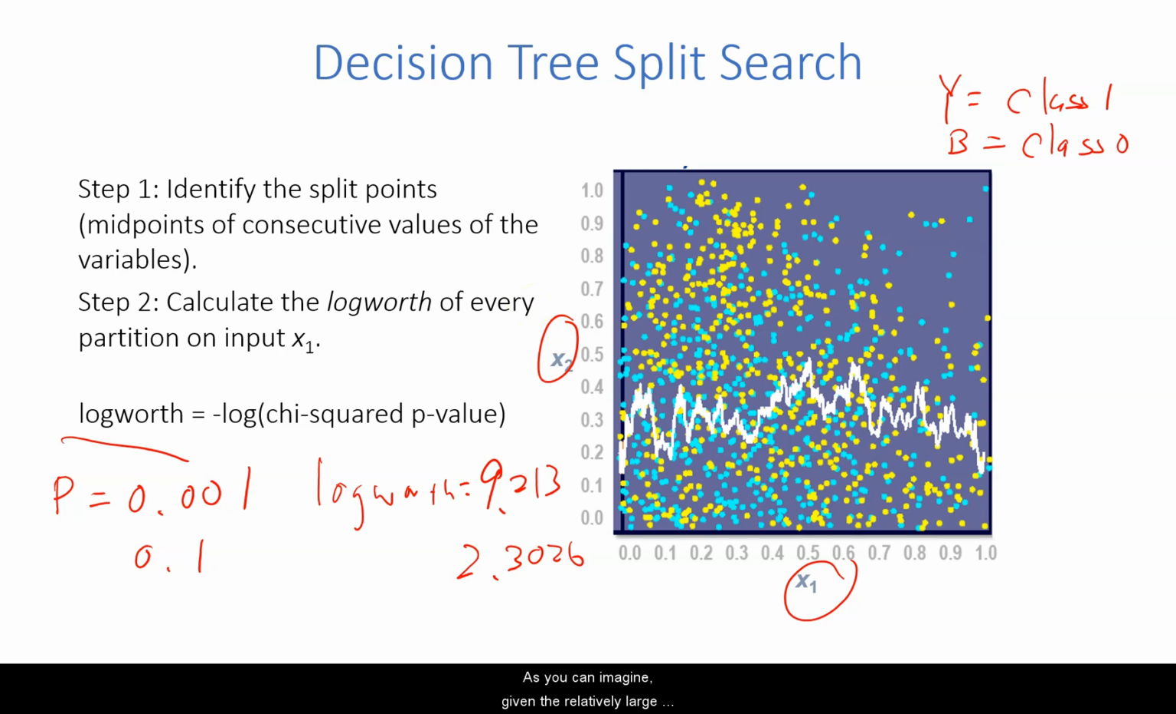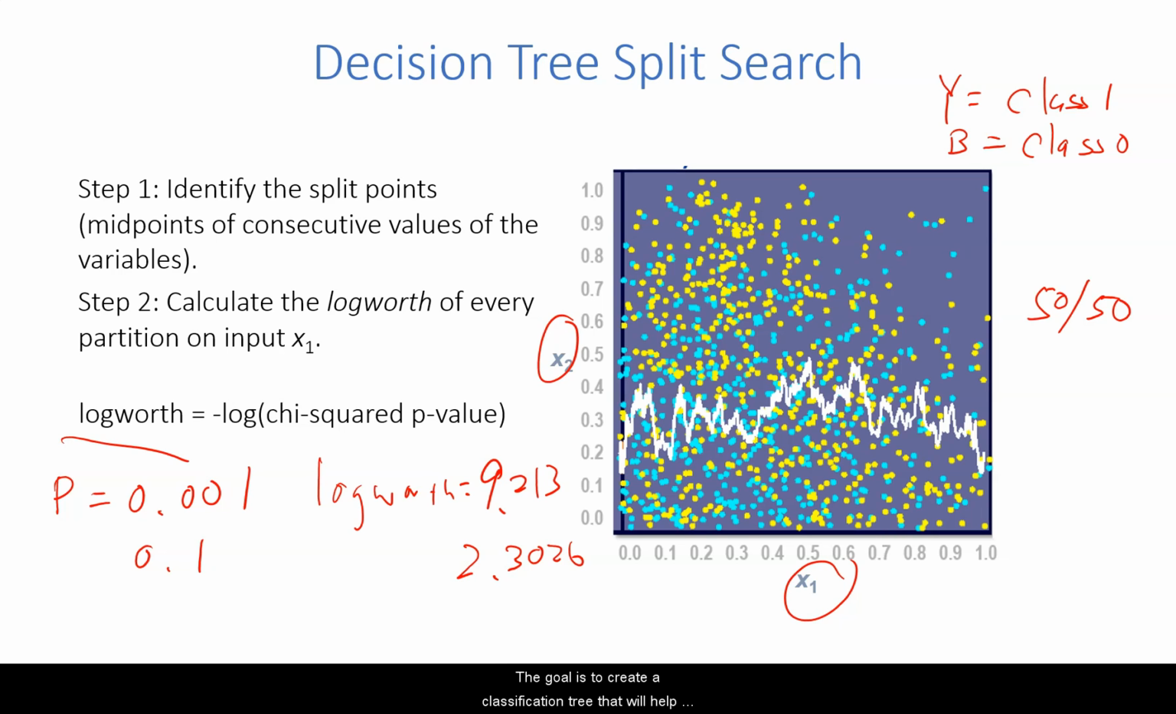As you can imagine, given the relatively large number of cases in this dataset, there are many candidate split points along x1 and also along x2. As of now, half of the cases are yellow and the other half are blue, so the class distribution of this dataset is 50-50, which is a completely impure dataset.